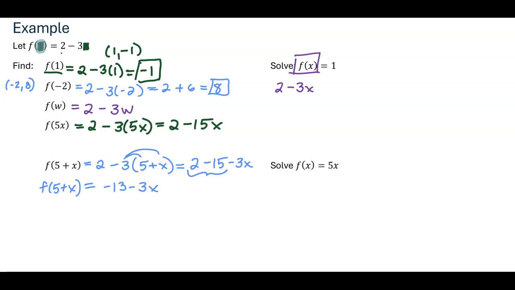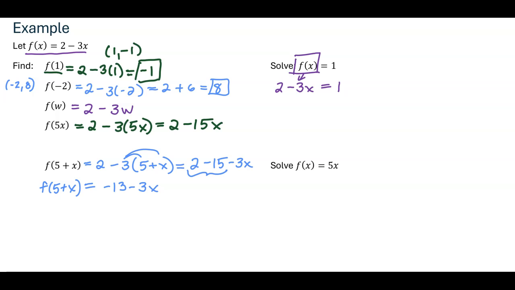Or you can just look back at your rule and take it really literally. F of x is the same as 2 minus 3x. So we're replacing f of x with 2 minus 3x. And we're saying we know that the output we got was 1. What input would we start with? And this makes us a fairly nice simple linear equation.